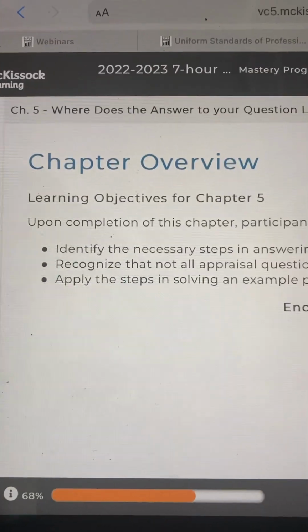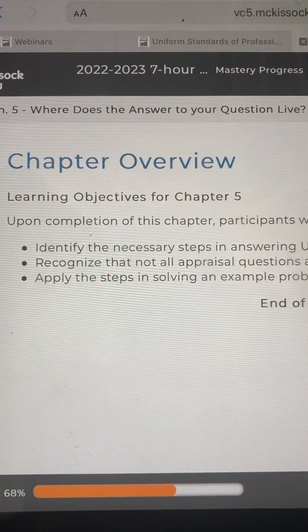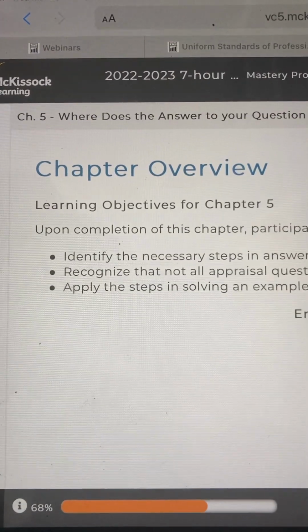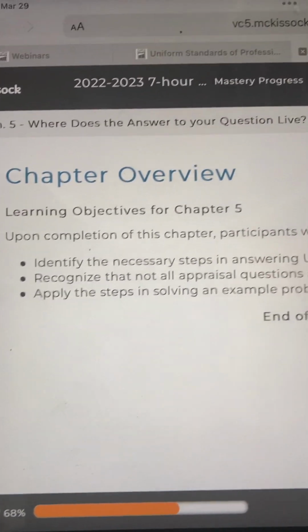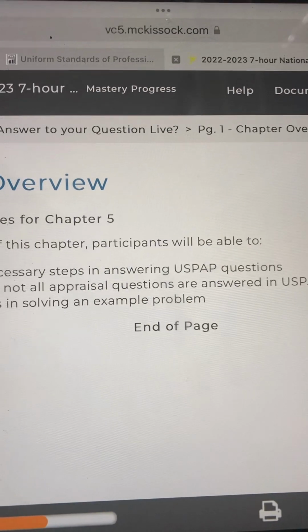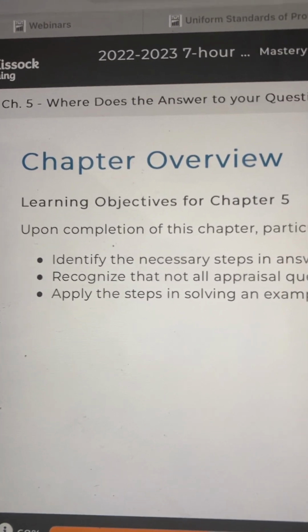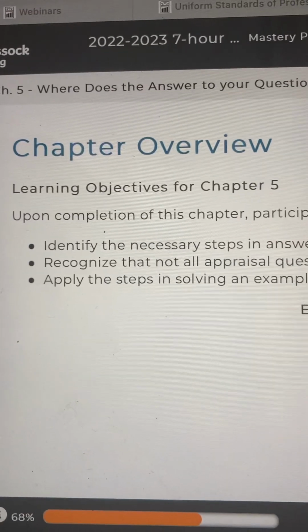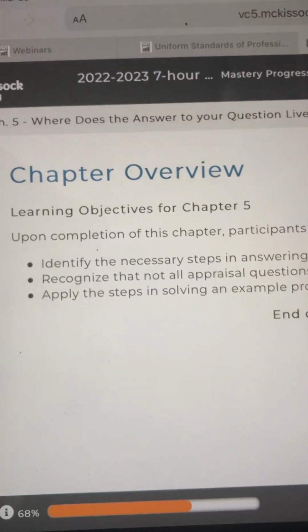USPAP 7-hour National Update Course 2022 through 2023, Chapter 5. Where does the answer to your question live? Page 1. Chapter Overview. Learning objectives for Chapter 5.